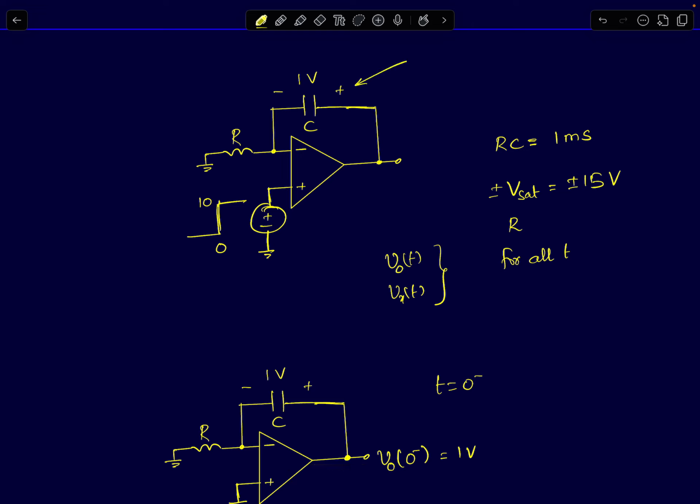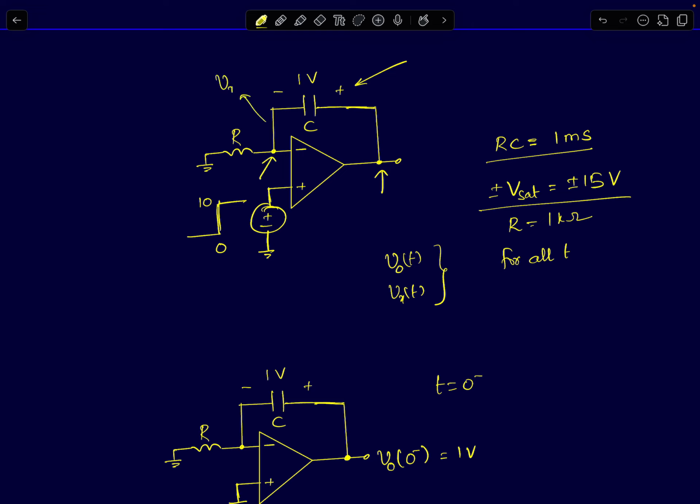and it's given that the initial voltage across the capacitor is 1 volt. I had assumed a general initial voltage, but here I'm going to assume it is 1 volt, and it's given that the RC time constant is 1 millisecond, the opamp saturation voltage is plus minus 15 volts, and the resistance value is 1 kilo ohm. You're supposed to find V naught of t for all time and Vx, the inverting terminal voltage. This node voltage here is Vx of t.